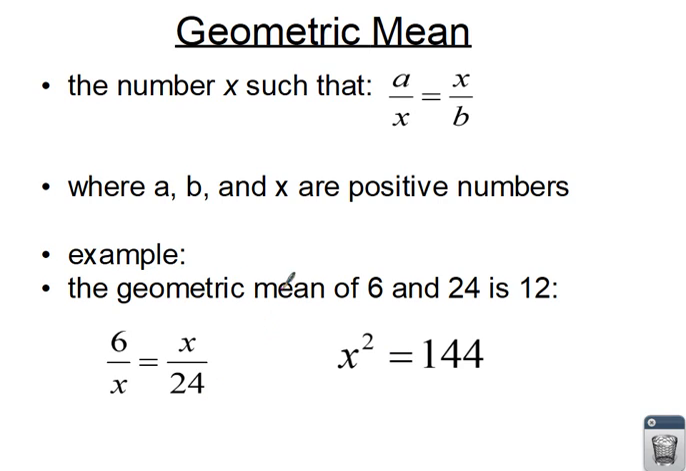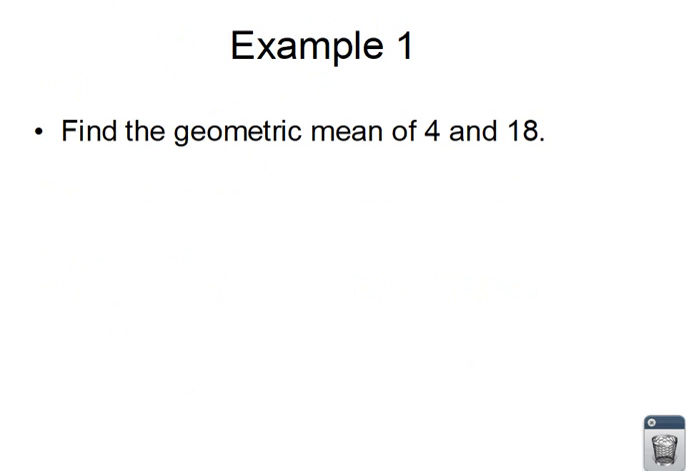For the example, it says the geometric mean of 6 and 24 is 12. So we put 6 over x and x over 24 so that when we cross multiply, it comes out x squared equals 144. And then you take the square root and you get 12. Okay? It's a geometric mean. It's nothing too crazy. It is what it is.